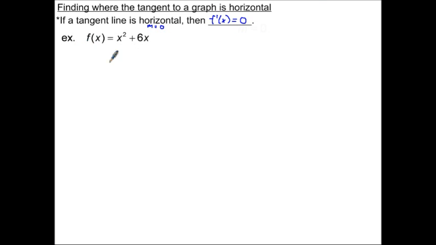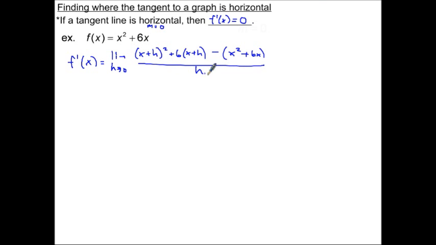Alright, so I've got this guy. So again, I want its derivative. His derivative is going to be equal to the limit as h approaches 0 of x plus h squared plus 6 times x plus h, that's f of x plus h, minus the original function, x squared plus 6x, and all over h. And then foiling that out, I get x squared plus 2xh plus h squared plus 6x plus 6h minus x squared minus 6x.